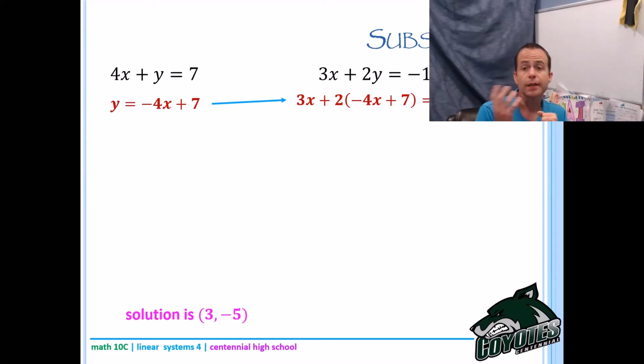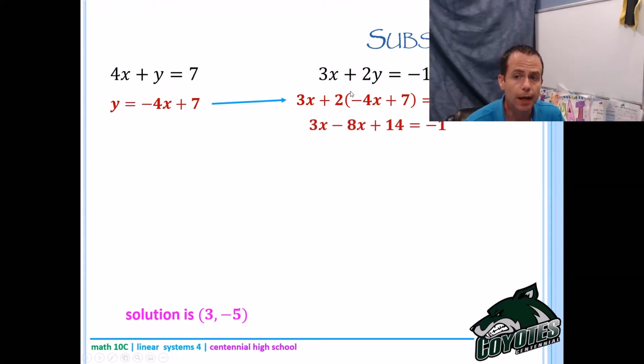Okay, now the nice thing about that is now I'm looking at an equation over here that just has x there. So I can actually solve for x. I'll distribute the 2. Okay, so that will give me 3x minus 8x and plus 14. Now, I can combine the 3x and the negative 8x, so that'll be negative 5x. I'll also subtract 14 from both sides. So I get negative 5x equals negative 15. And then to get x by itself, I divide by negative 5, so that'll give me x equals 3.